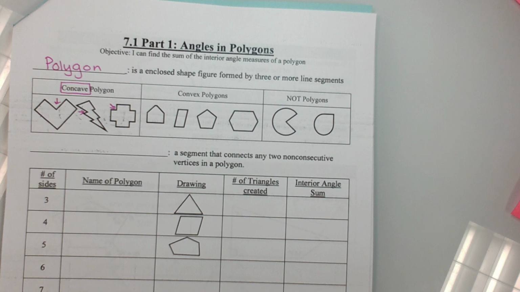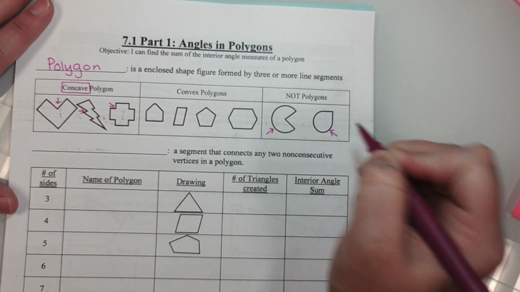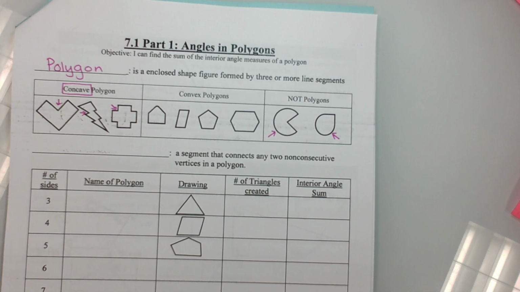If any of its sides have curves, like this or like this, that's not a polygon. A circle is not a polygon. It's got to have straight sides.